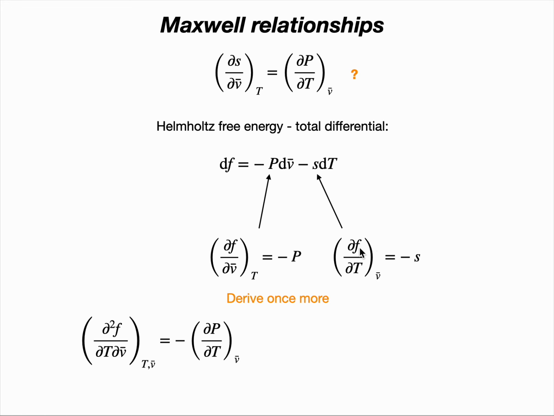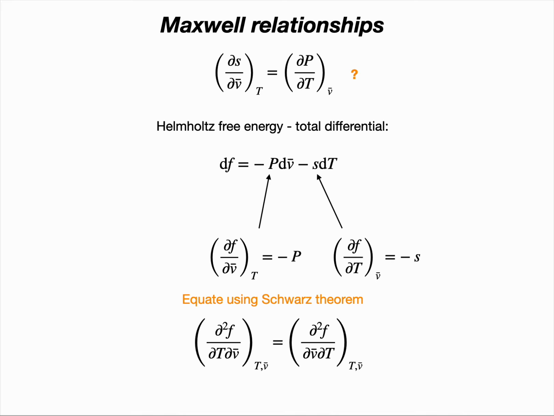Let's do the same for this one. So here we had dF/dT, going at constant volume. We're going to derive it now with regard to the volume, but at constant T. So let's do that. We get the second derivative d2F/dVdT, which is equal to minus dS/dV at constant T.